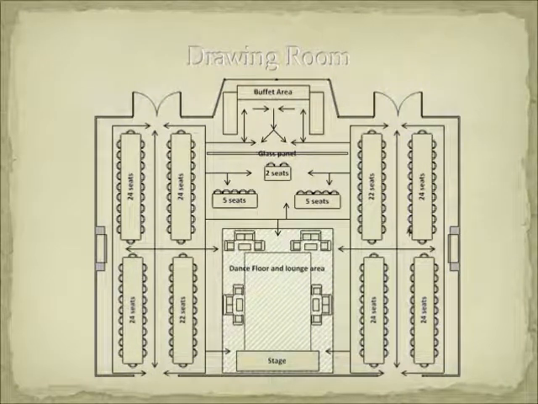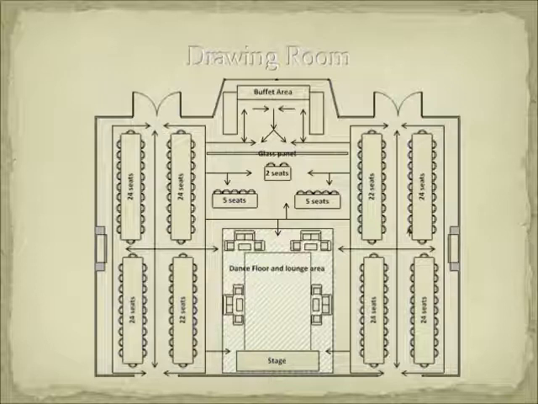This slide shows the basic floor plan of the drawing room for the reception. 8 long banquet tables will be used, 6 seating 24 guests, and 2 seating 22 guests. The bride and groom will have their own table, with 2 5-seater tables positioned near them for their relatives. This equates to 200 guests in total.